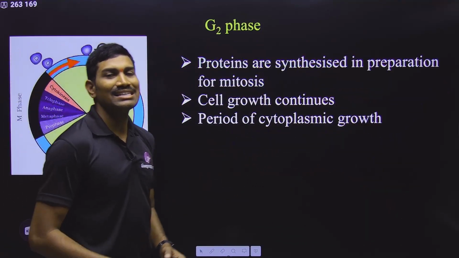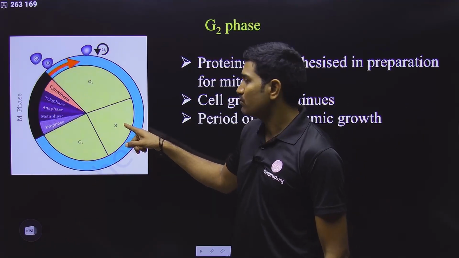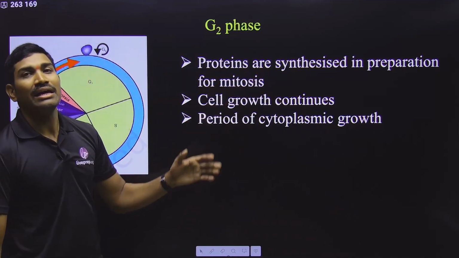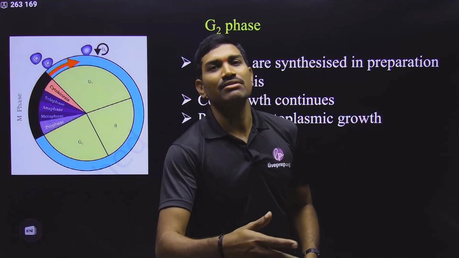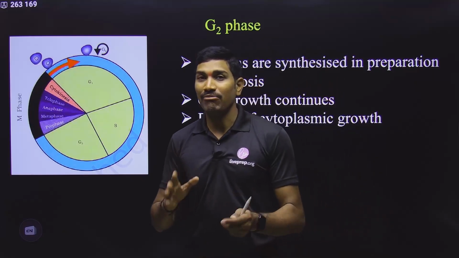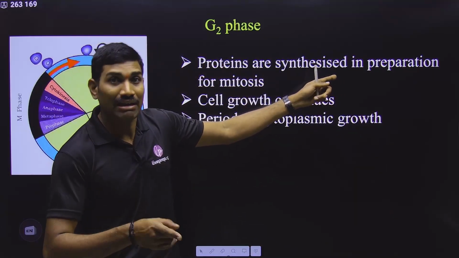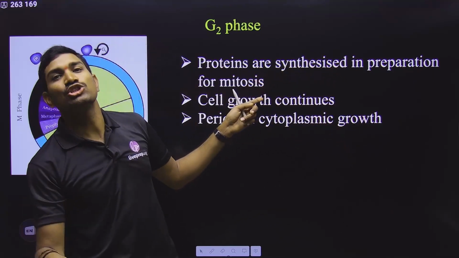Next one is regarding the second gap phase. What is the location of the second gap phase? Between S phase and M phase. You need to write it like this only. And here exactly what happens? The cell is getting prepared for the next M phase. Please remember what happens in the M phase. Here they said that proteins required for M phase are synthesized in G2 phase.